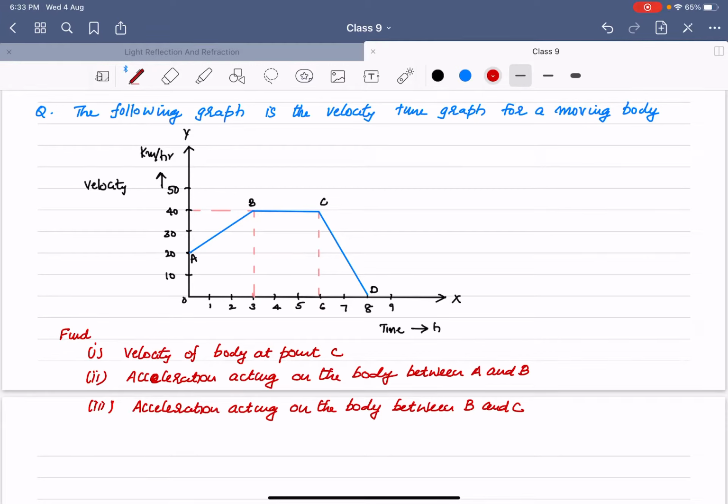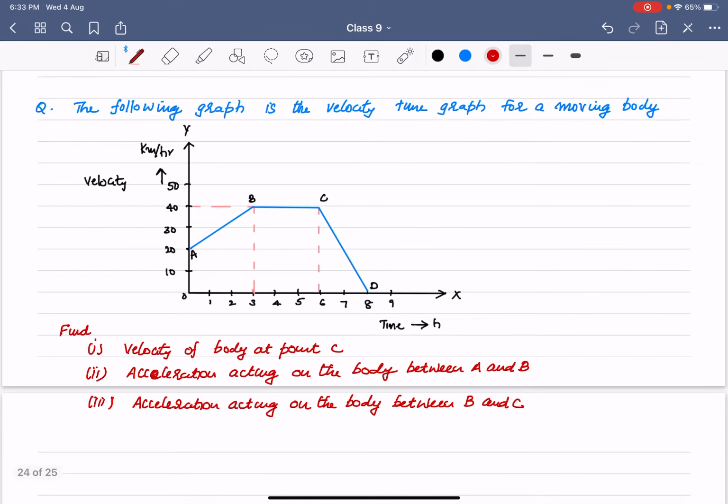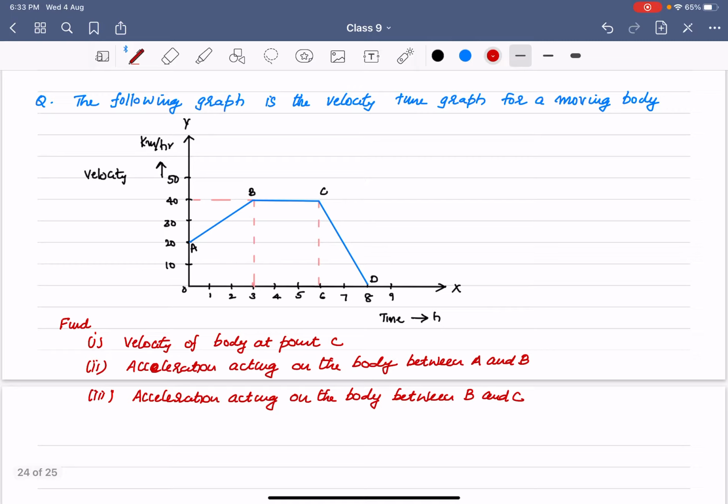Hello children. In this video, we are going to discuss a problem that is related with graphical analysis. So the question is written here. The following graph is the velocity time graph for a moving body. And the graph is given here. You have to note down this particular graph.